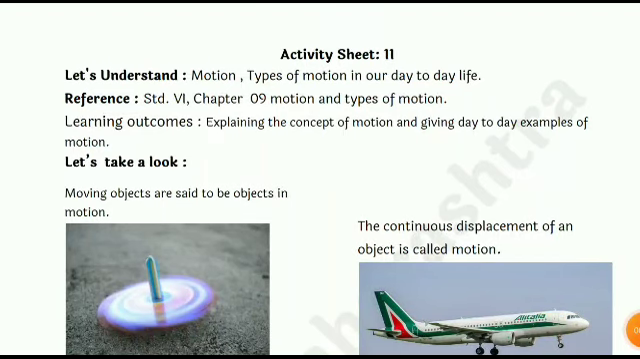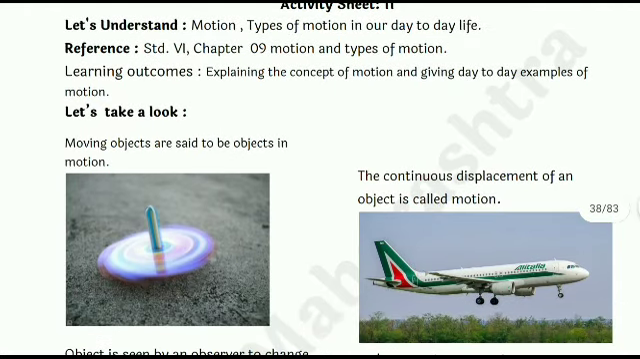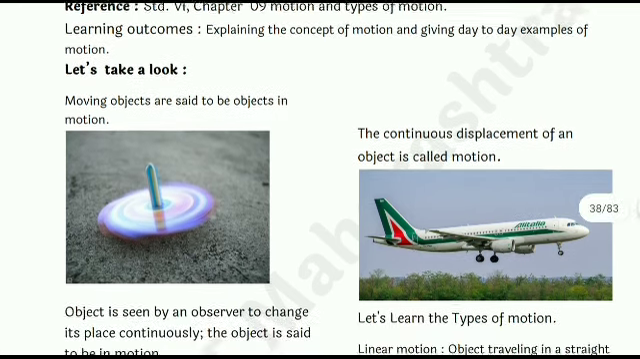Friend, today we start with 7th class activity sheet 11. Let's understand motion and the types of motion in our day-to-day life. As a reference, standard 6 chapter 9, motion and types of motion. The learning outcome is explaining the concept of motion and giving day-to-day examples of motion.